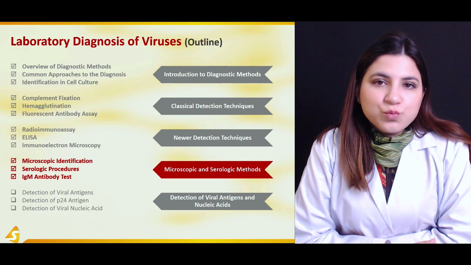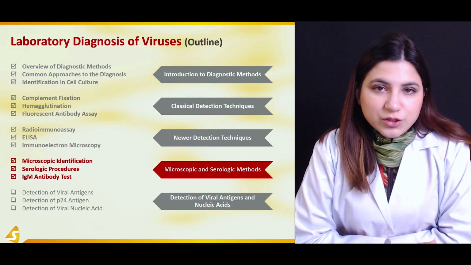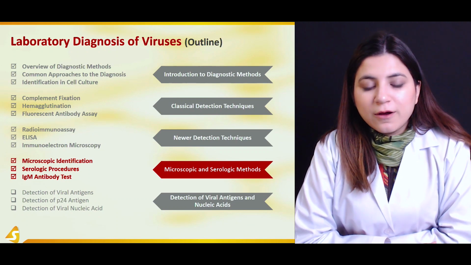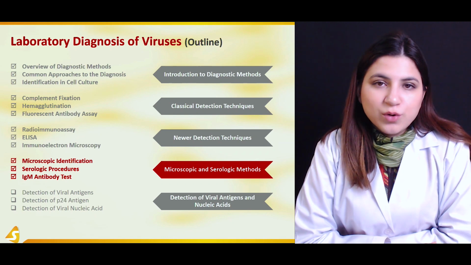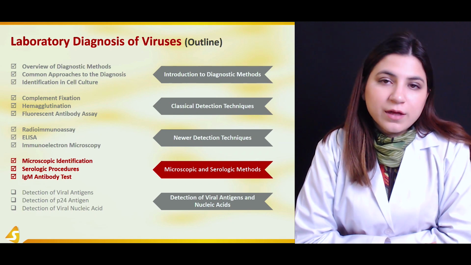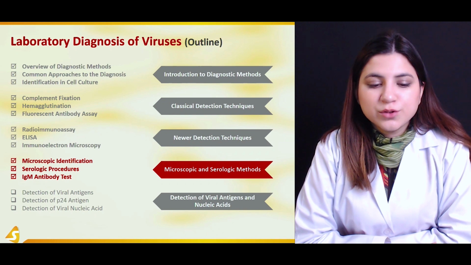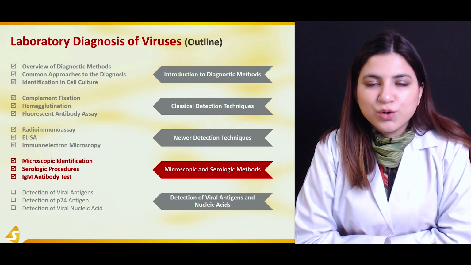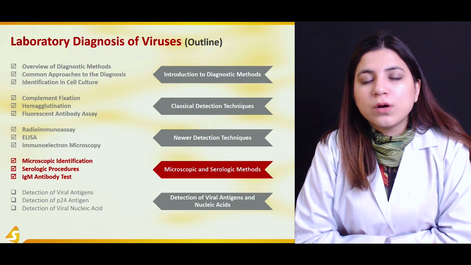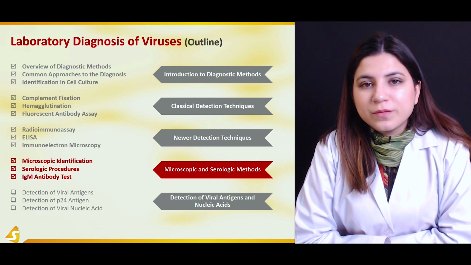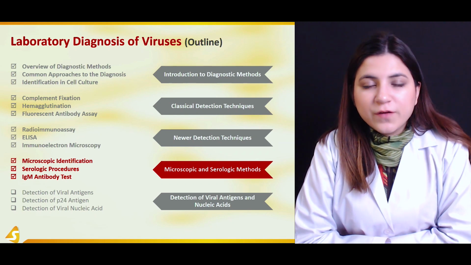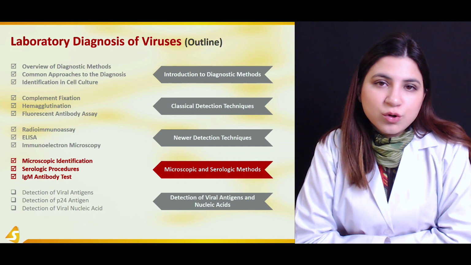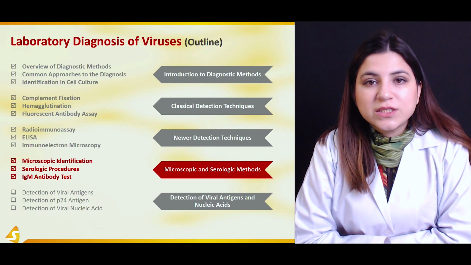So in this section, we covered the microscopic identification. We compared how we can visualize viruses through light and electron microscopy as well as through ultraviolet microscopy. Then we saw serologic procedures and explained what the IgM antibody test was, and how seroconversion can help us identify if an infection is ongoing inside a patient or if the antibodies are present from a previous infection. That's all from this section.